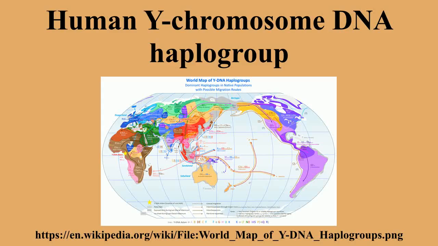YCC shorthand nomenclature names Y-DNA haplogroups and the subclades with the first letter of the major Y-DNA haplogroup followed by a dash and the name of the defining terminal SNP. Y-DNA haplogroup nomenclature is changing over time to accommodate the increasing number of SNPs being discovered and tested, and the resulting expansion of the Y chromosome phylogenetic tree.